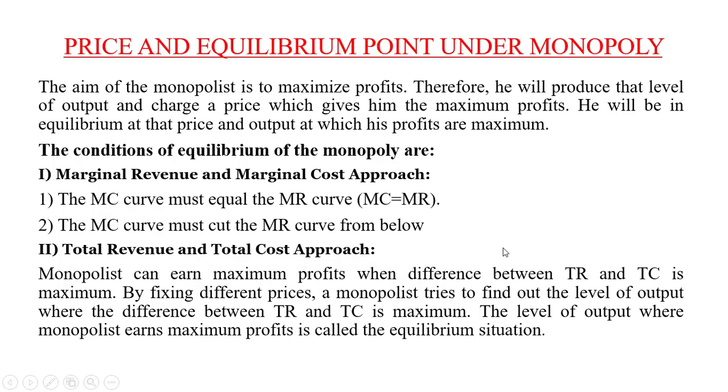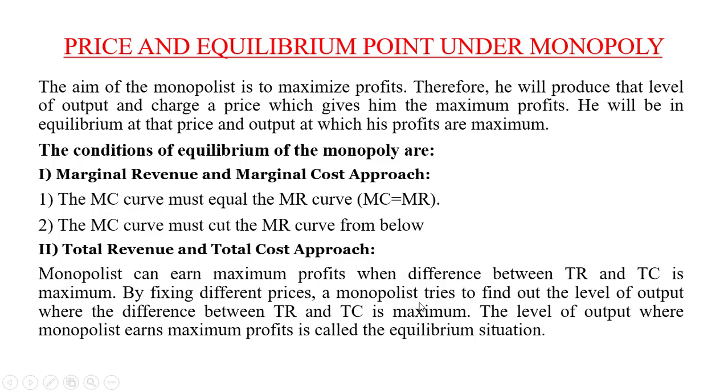What is revenue? Revenue means how much you are getting, income, right? Cost is what? How much you have spent. So if you have income more than what you have spent, that means you have a profit, right? So whenever TR is higher than the total cost, you have a profit, and as much as the total revenue is higher than the total cost, you always have a profit.